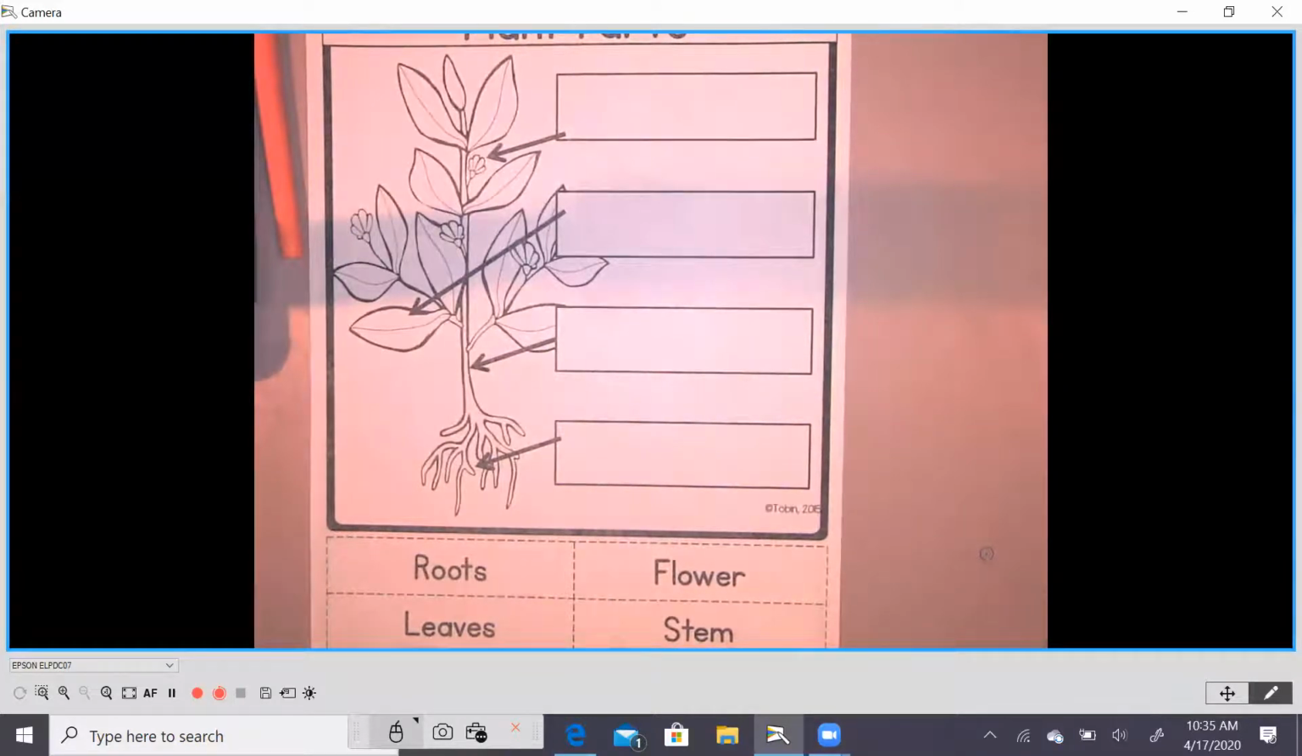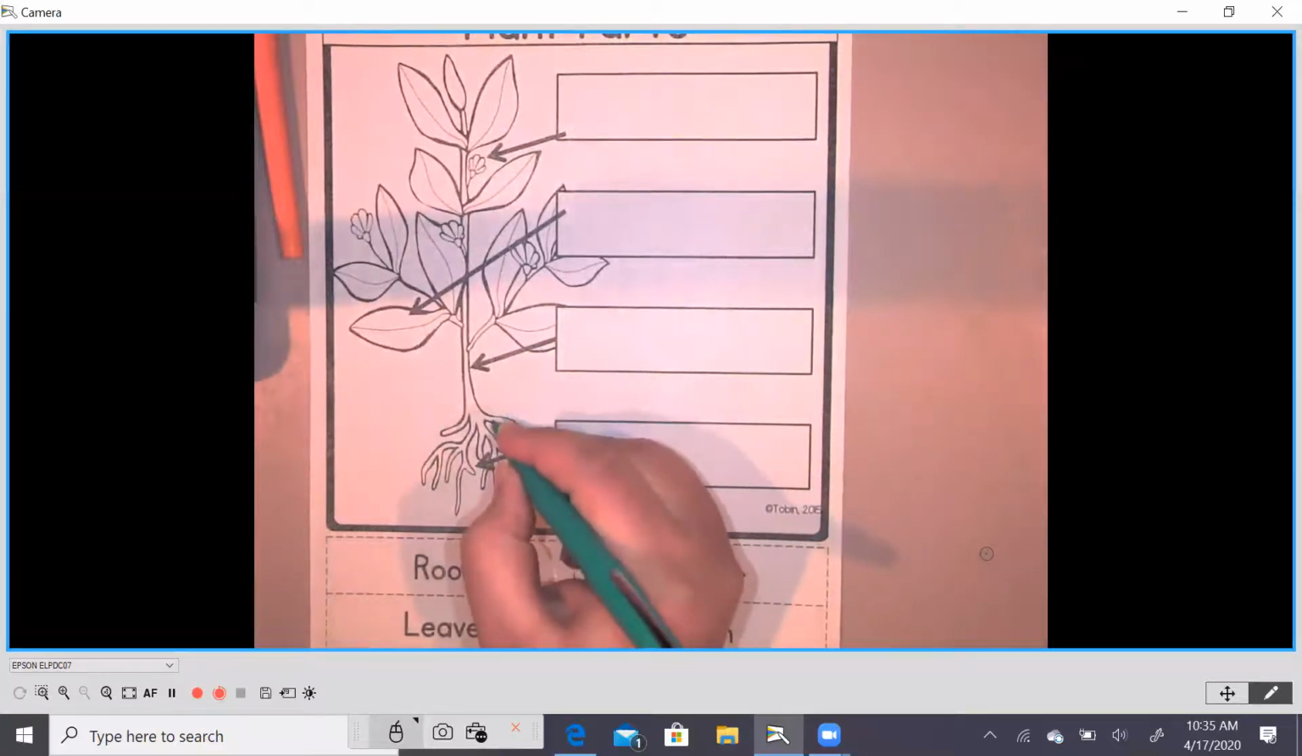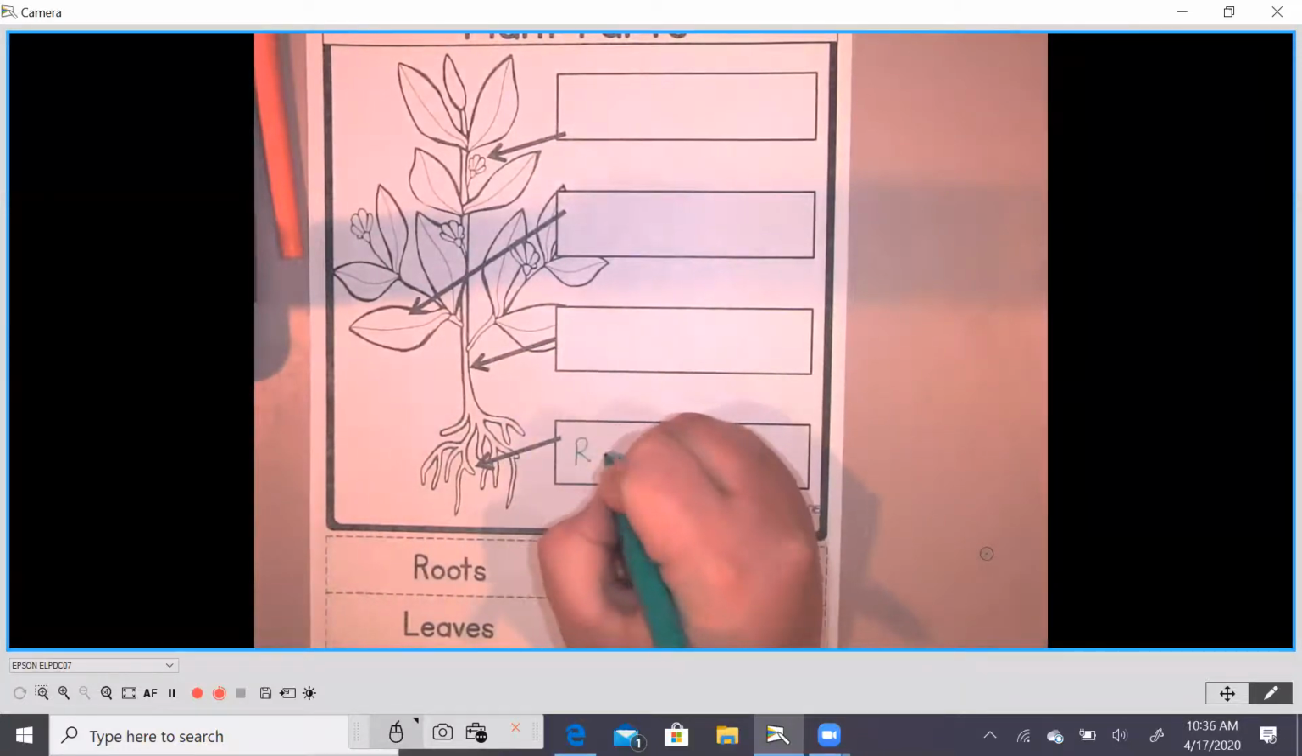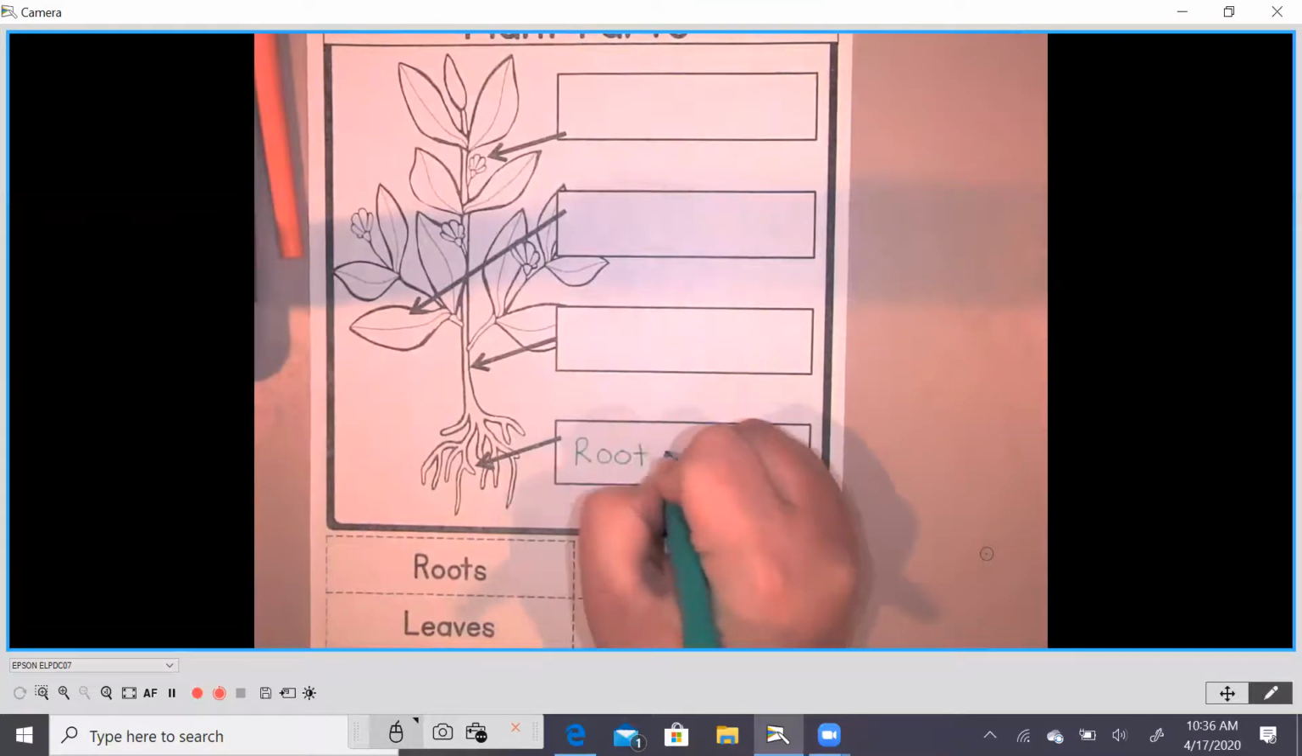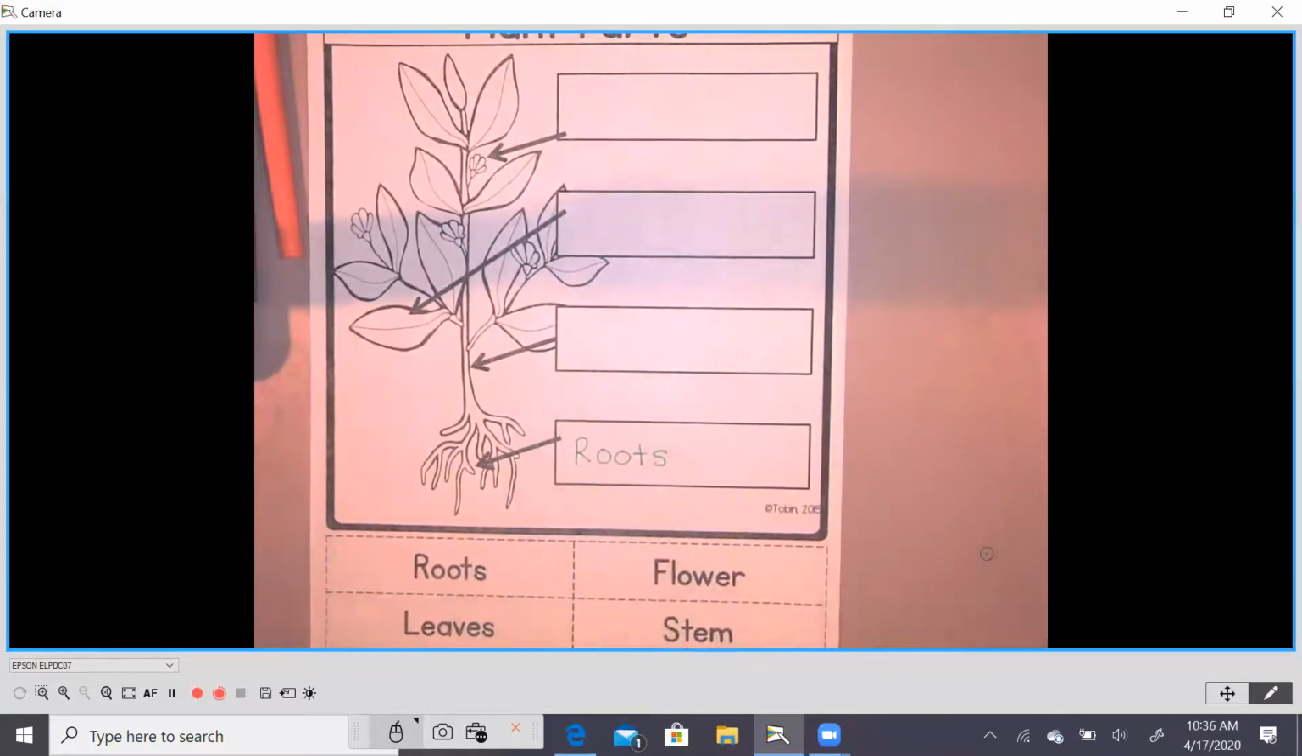So where are the roots of a plant? Yell it nice and loud. Where do you find the roots of a plant? You're right, they are in the soil. So that means they're in the ground. So this part right here is going to be the roots. So I'm just going to write roots right there, okay?